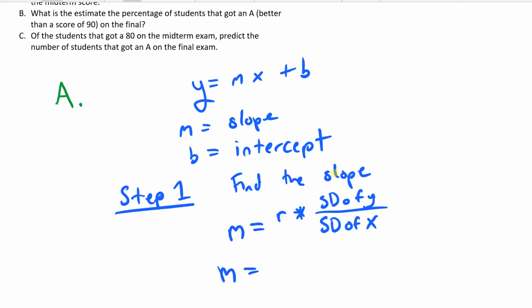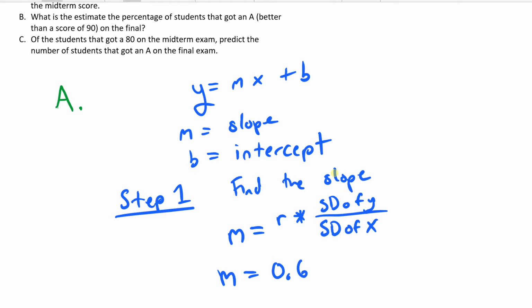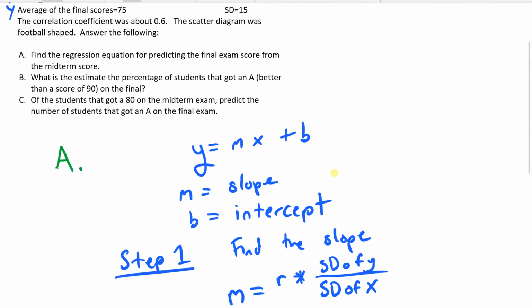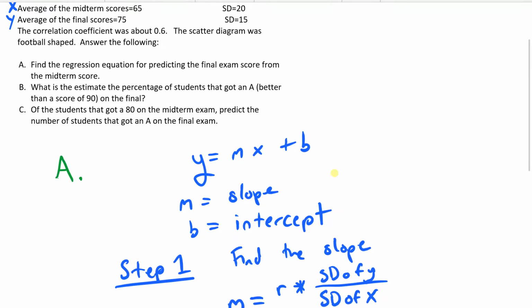So in this situation, r is 0.6. The correlation coefficient was 0.6. The standard deviation of y is 15. That's the standard deviation of the final scores. And the standard deviation of the midterm scores was 20.